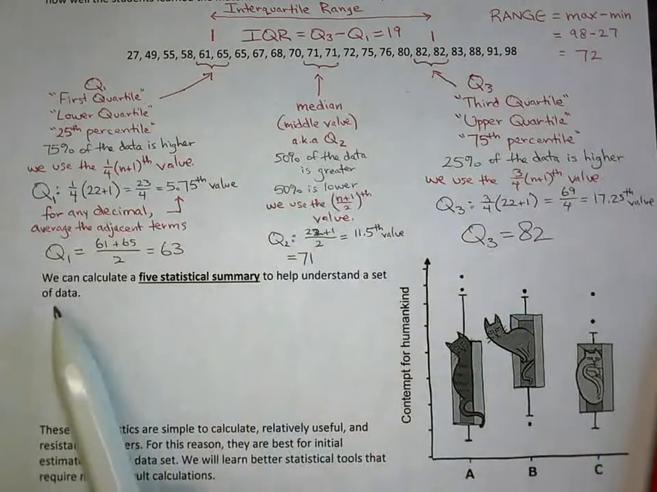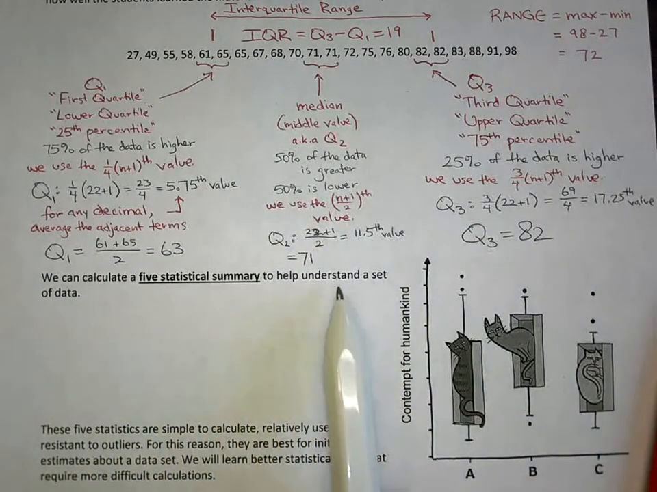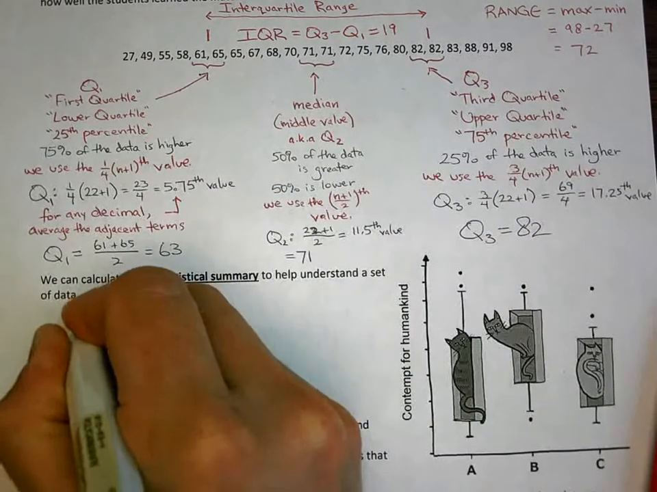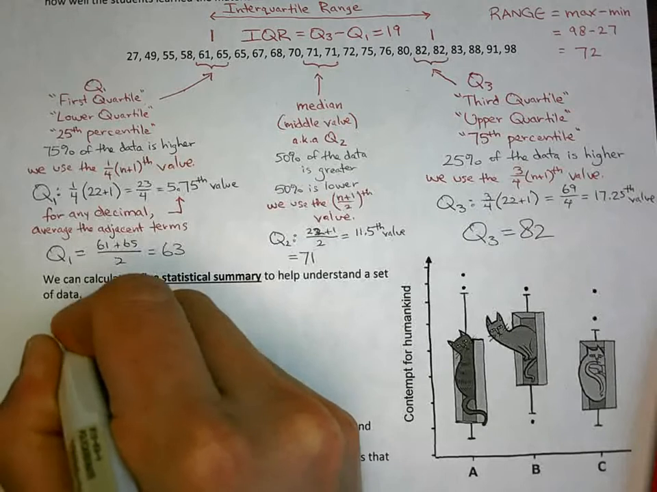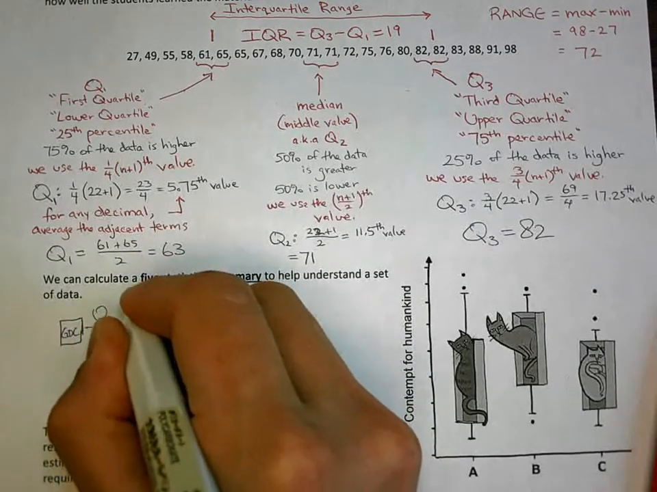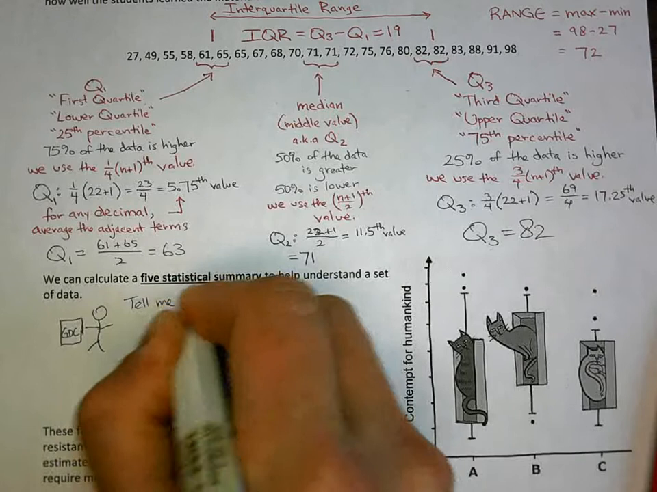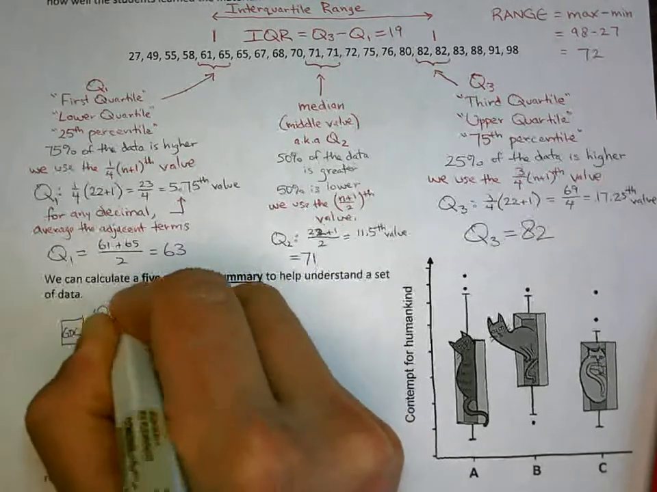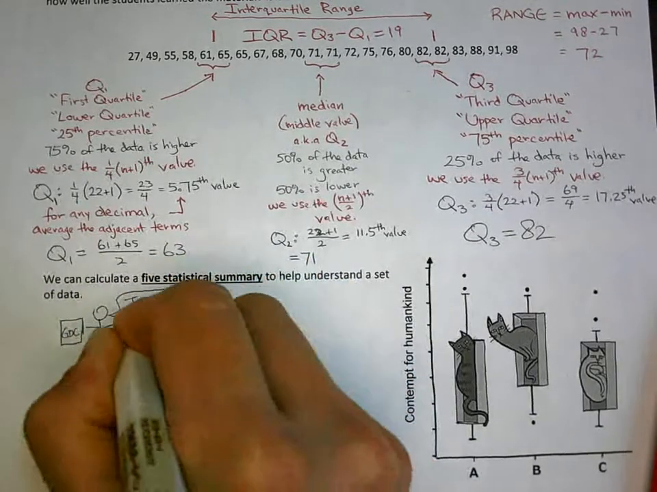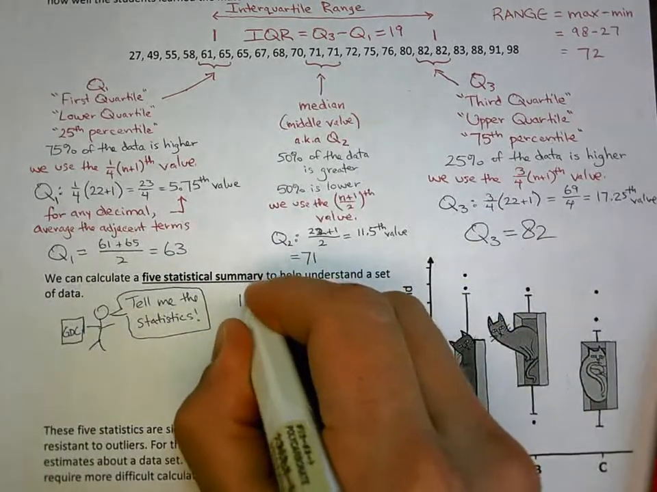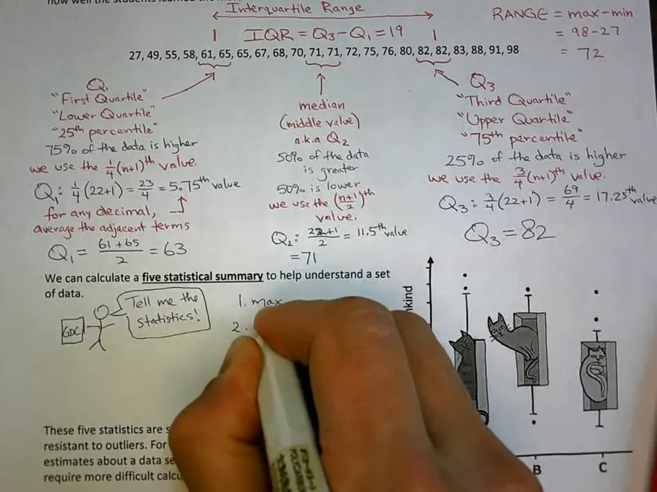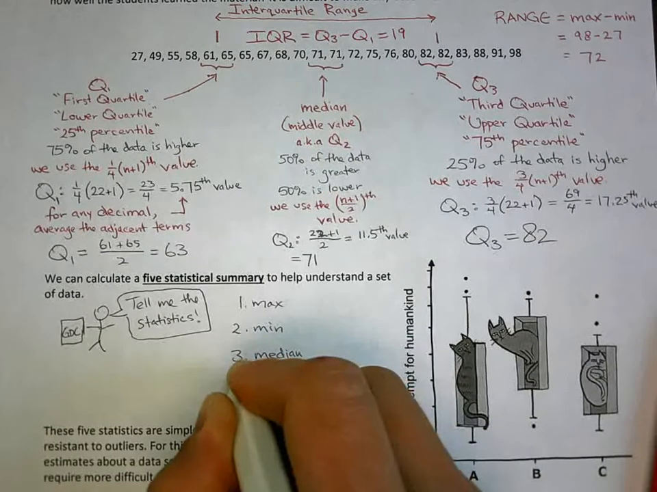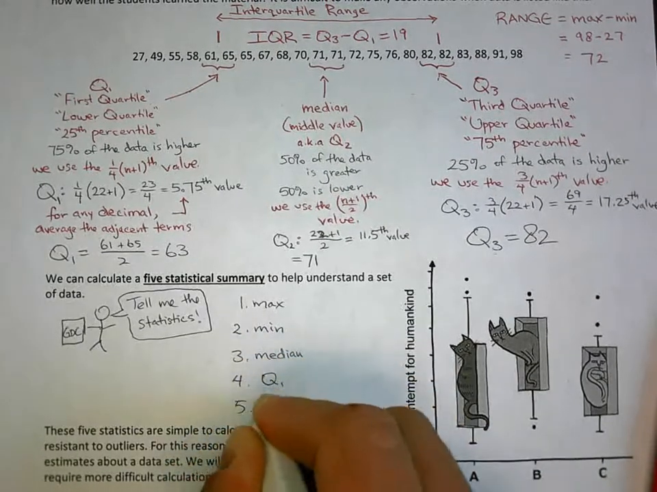Okay. So we can calculate a 5 statistical summary to help understand a set of data. We're going to do this in a few days. We're going to get the GDC, and we're going to say to it, tell me the statistics. And it's going to spit out a bunch of things. It's going to spit out the max, the min, the median, the Q1, and the Q3.